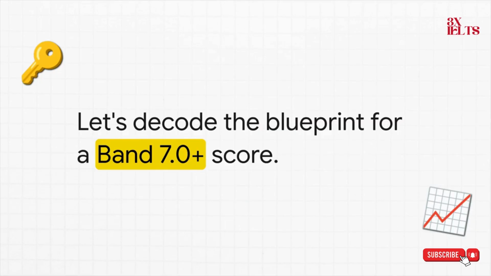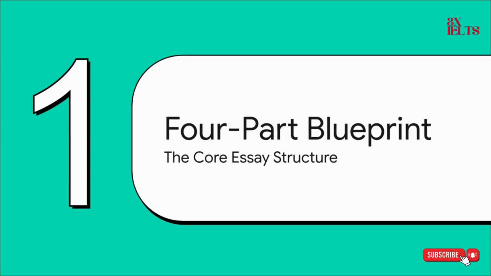And that's exactly what we're going to do. We're going to decode the blueprint for a band 7.0 or even higher. This is your key. It's going to give you structure, clarity, and most importantly, confidence. So let's get started. Okay, so here's the secret. The key to a great problem solution essay isn't some kind of magic. It's a simple but super powerful 4-part structure.